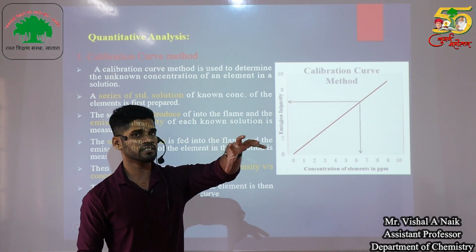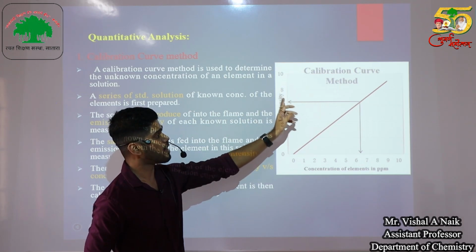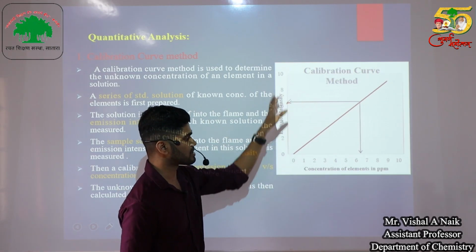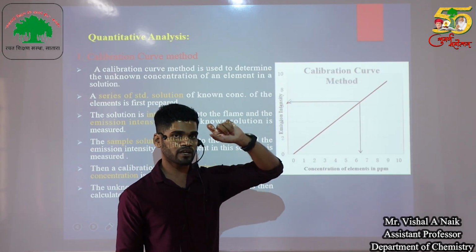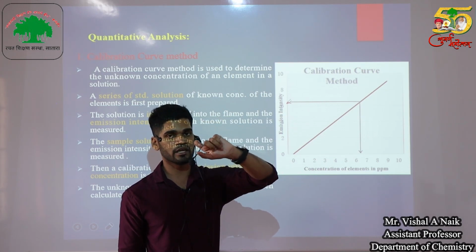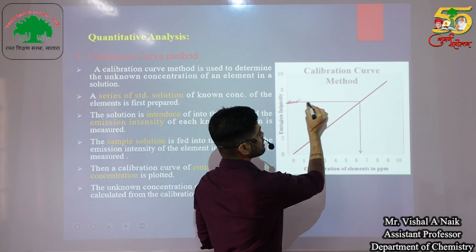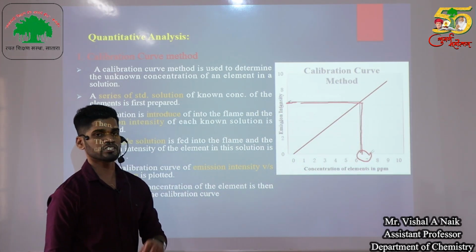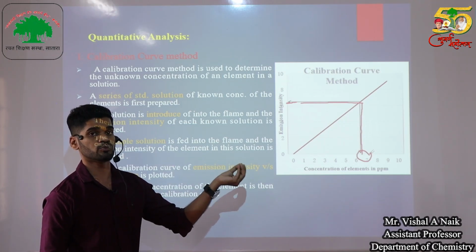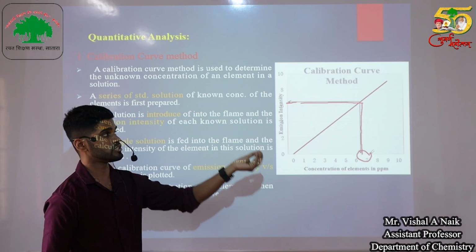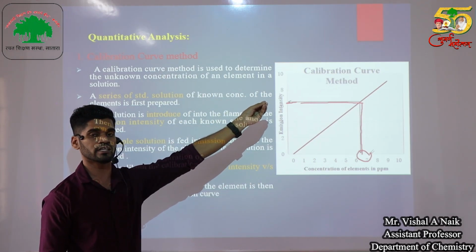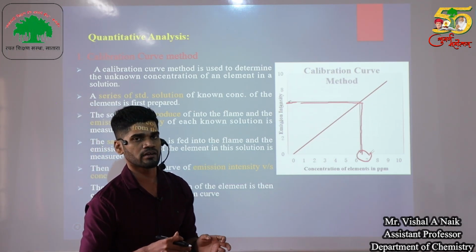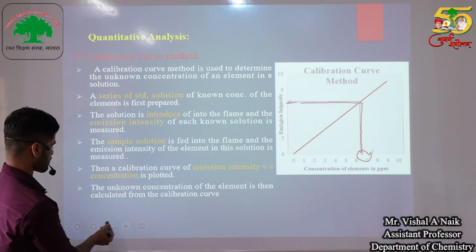After aspirating, we get the emission intensity, and by using the standard solutions we prepare this graph, and then our sample has a particular emission intensity. By using that emission intensity and this graph, we determine the concentration of the unknown solution. This is a very simple method which is used in the software of that instrument. This is the widely used method for quantitative analysis of any kind. In AAS also we use this method. So this is the calibration curve method.